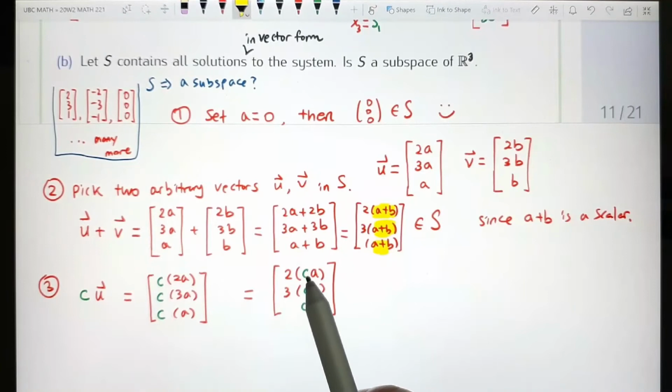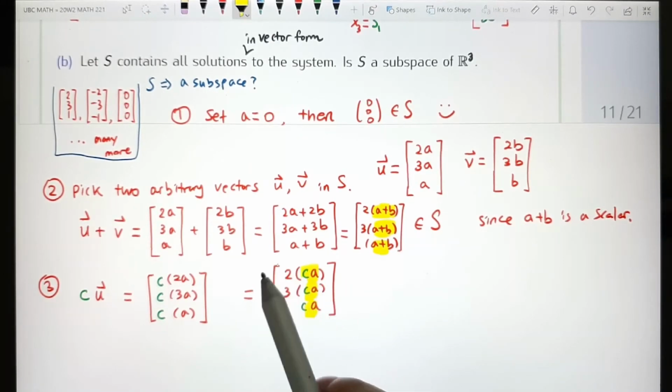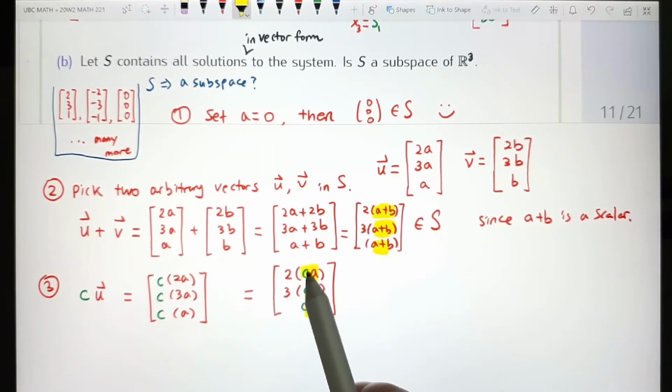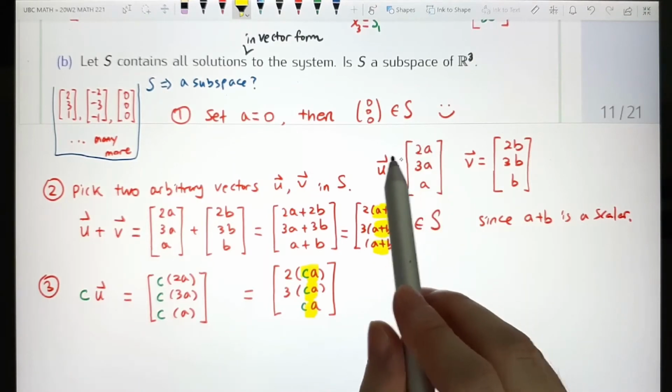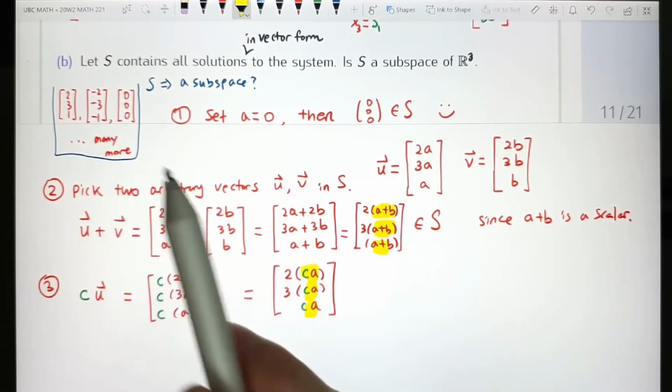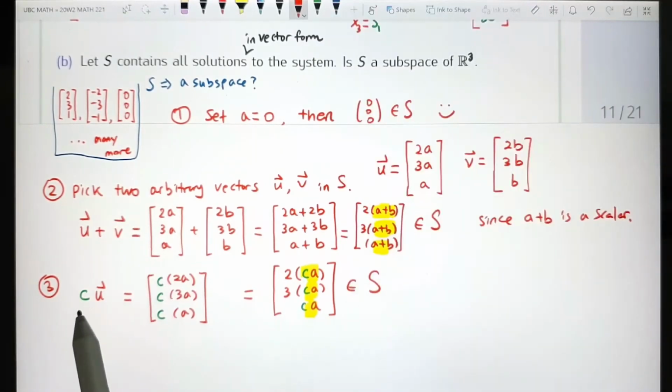Look at this, everyone. We have 2ca, which is a scalar, 3ca, which is that same scalar, and ca, which means exactly that same scalar. This means 2 times that scalar, 3 times that scalar, 1 times that scalar satisfies the DNA of the box S. Therefore, cu is in the box.